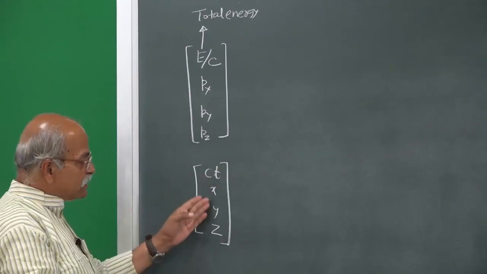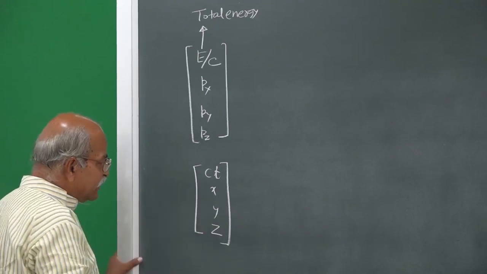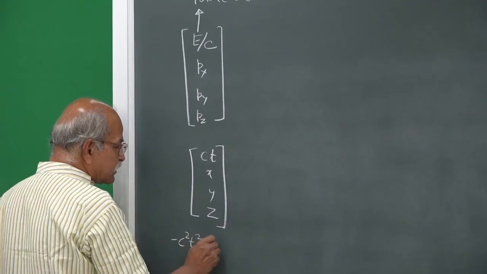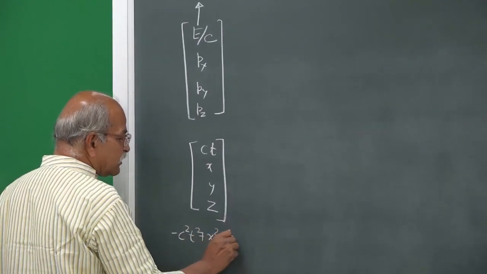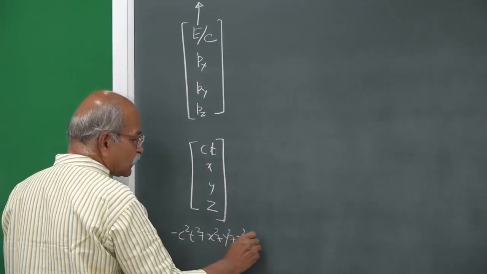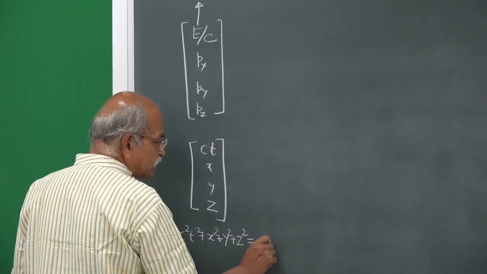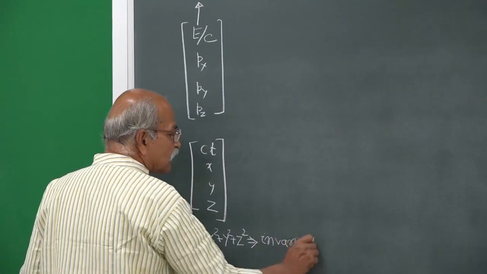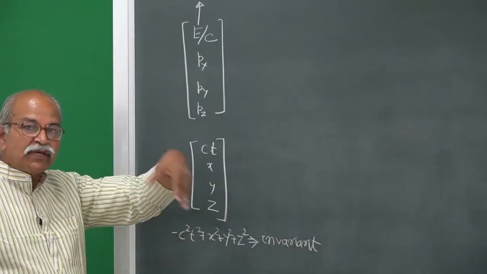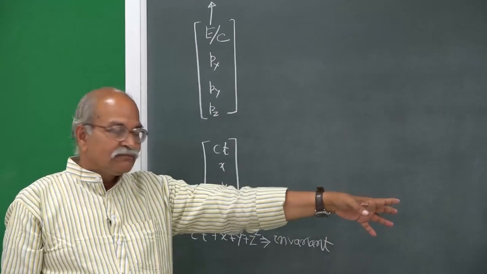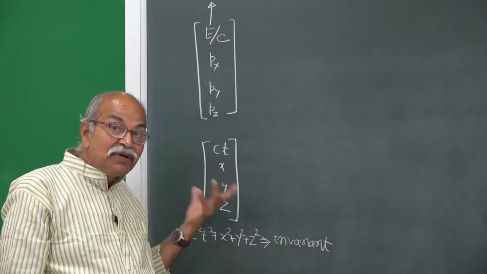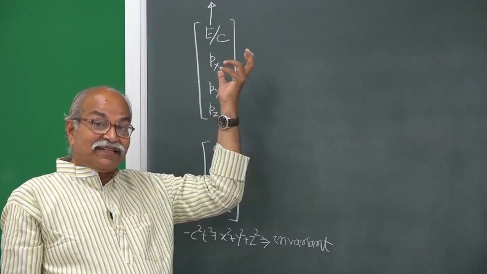Now, these quantities have a very good combination which is invariant, and that is minus c square t square plus x square plus y square plus z square. It is an invariant quantity. Invariant means if you change the frame from S to S prime, this does not change, and we just called it the magnitude of this vector.